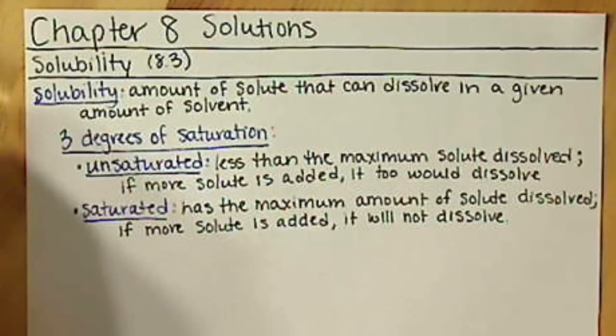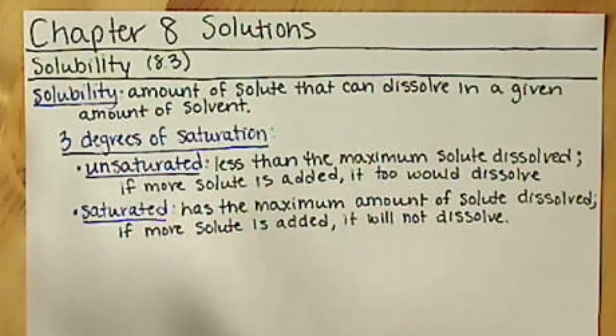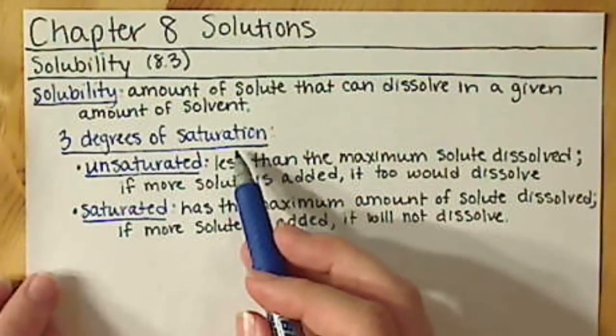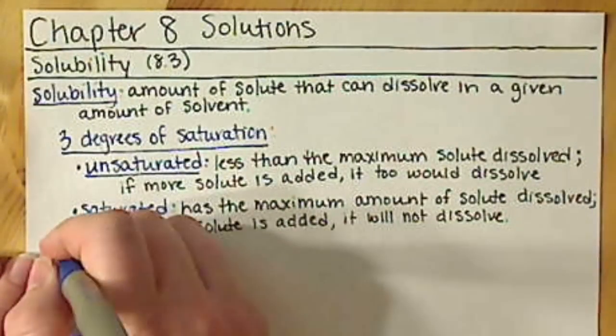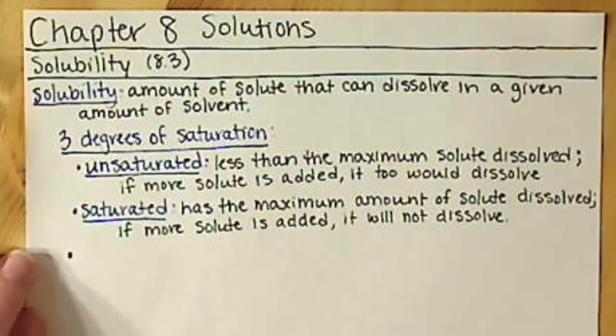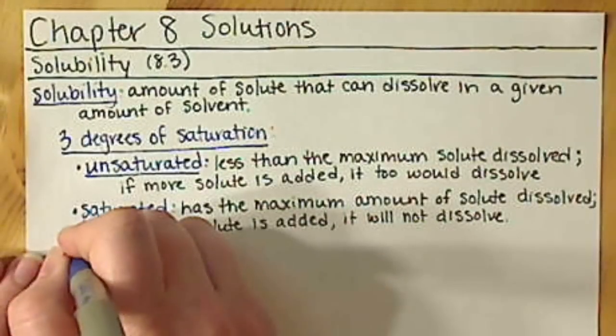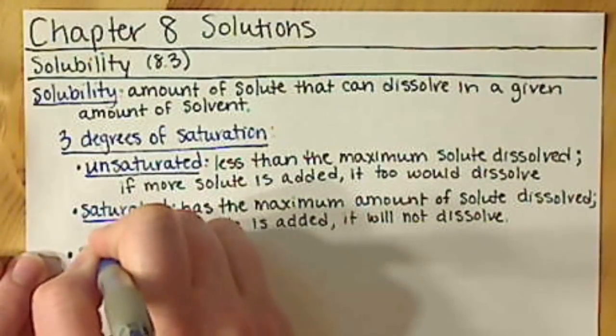Now there are ways that we can manipulate our saturation, and sometimes we can get more than the maximum amount of solute dissolved. We can manipulate or trick our solution into dissolving more solute than it should handle. And we call this a supersaturated solution.